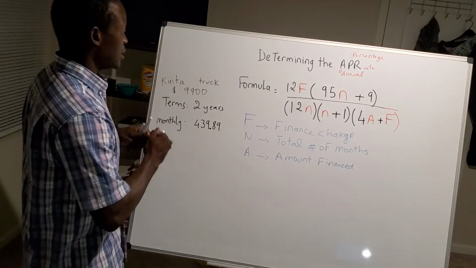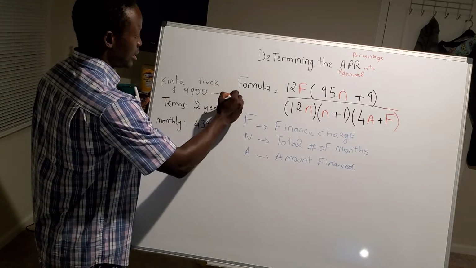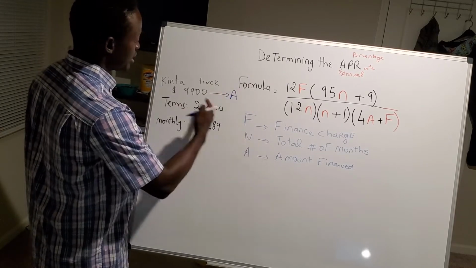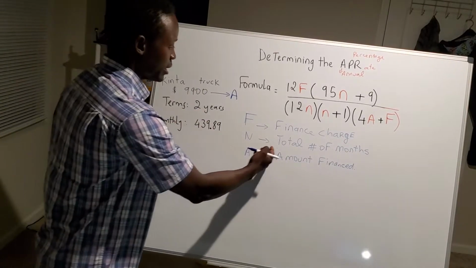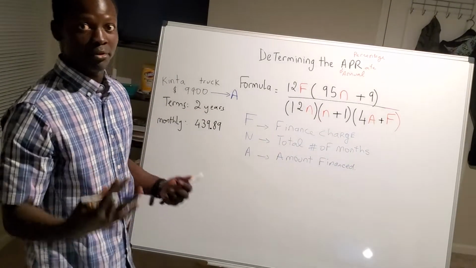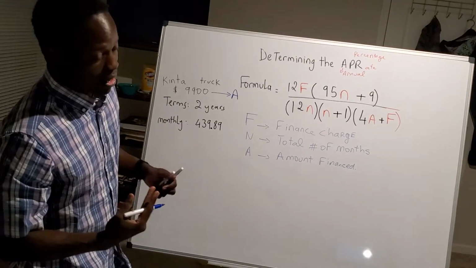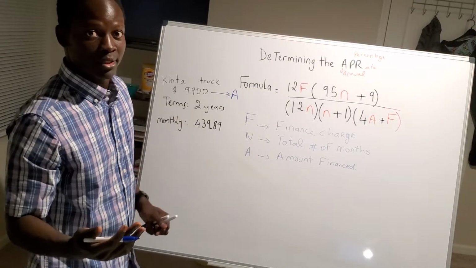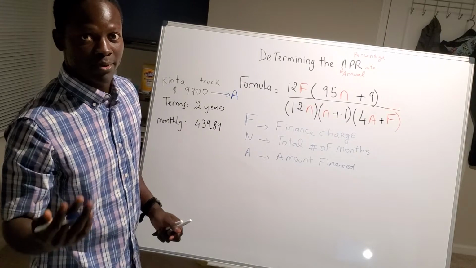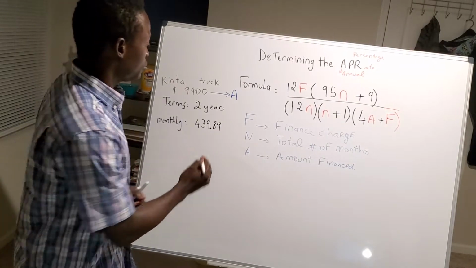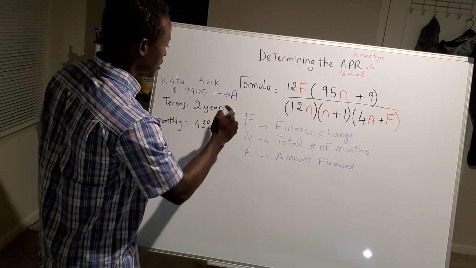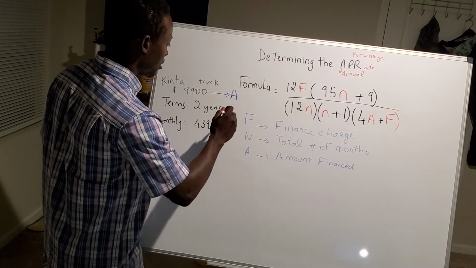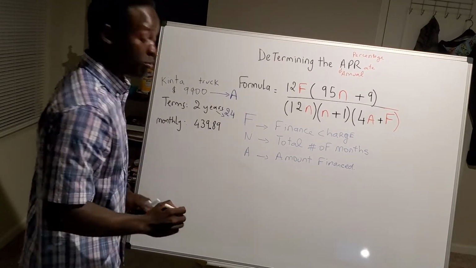So this is A, right? This is my amount financed, 9,900. That one is clear. Now my term is 2 years, but they're talking about number of months. If you think about it, how can I go from 2 years to number of months? How many months in a year? 12 months, right? So 2 years is 24 months. So I'm gonna put 24 months.